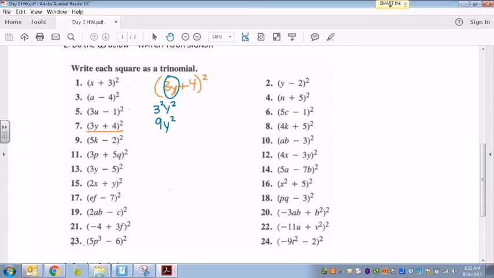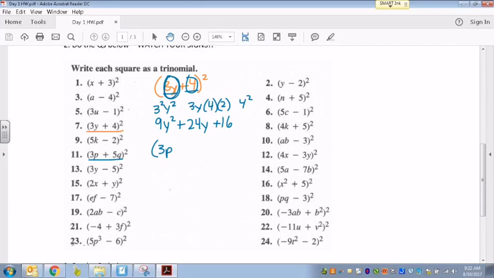The middle term, we just multiply those two terms together. So 3y times 4. And then we're going to double it, so multiply it by 2. So 3 times 4 is 12, 12 times 2 is 24, so 24y, it's positive. And then we square the last term, which is 4 squared, which is positive 16. Okay? So the tricky thing here was when you square the first term, it's 3 squared and y squared, not just 3y squared.